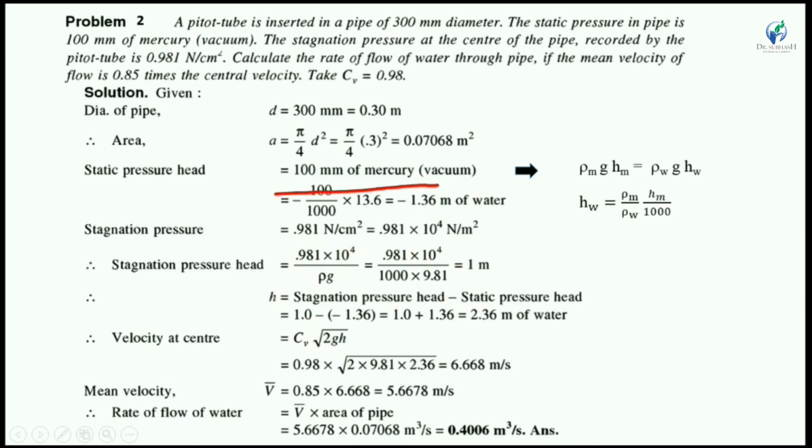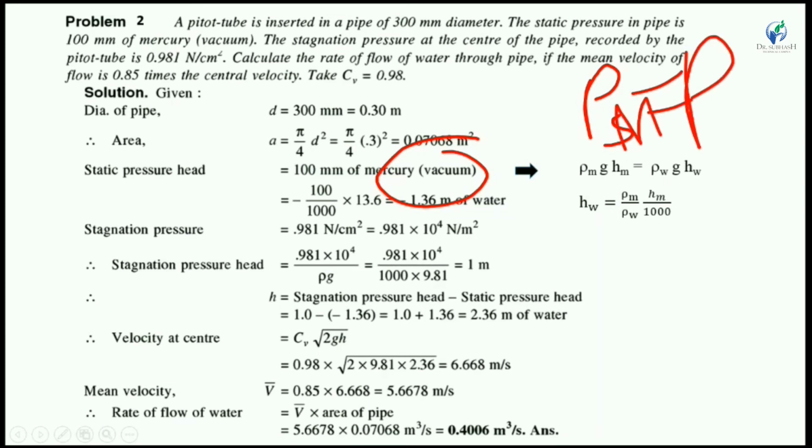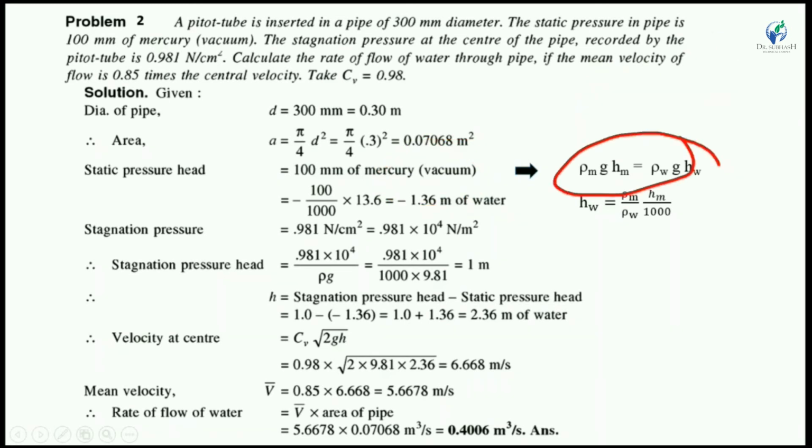We know that dynamic pressure head is equal to stagnation pressure head minus static pressure head, and the values are given in this data. The static pressure head is 100 mm of mercury. Here the pressure head is given as a column of mercury, so we have to find it as a column of water. The pressure generated due to the column of mercury is equal to the pressure generated due to the column of water. So rho g h for mercury is equal to rho g h for water.